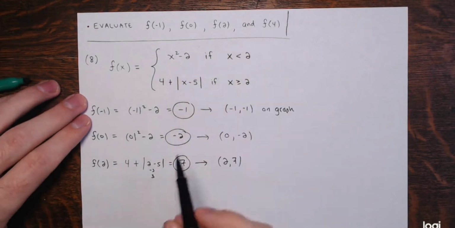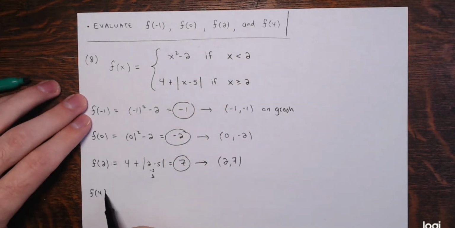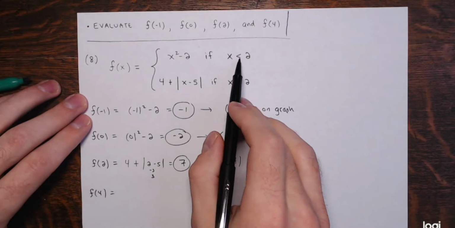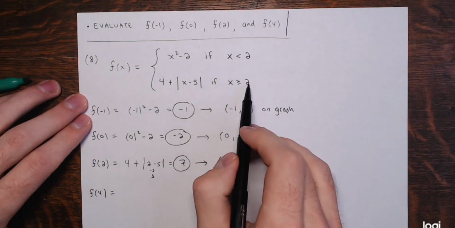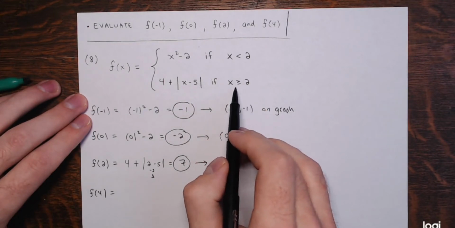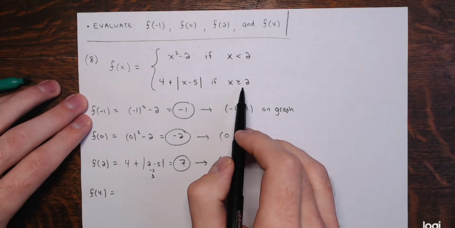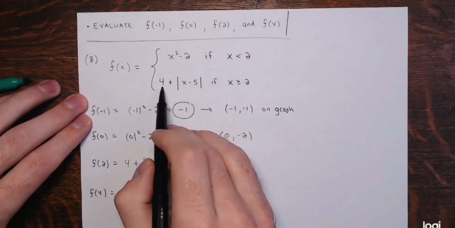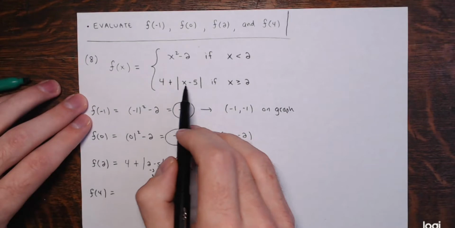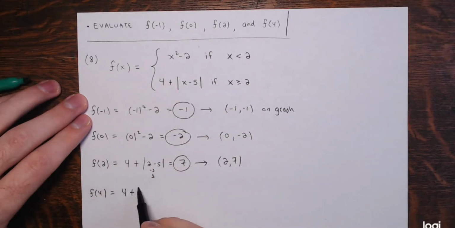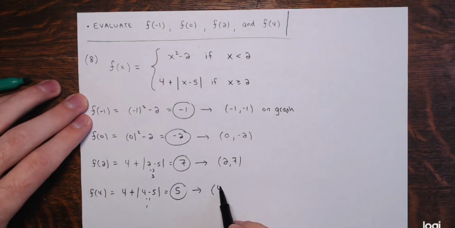And then f of 4. Again, 4 is not less than 2. 4 is greater than 2, right? So our input satisfies this second condition. We're going to go to this second way to calculate the output. 4 plus the absolute value of x minus 5. X is 4 here, 4 minus 5. All right, 4 minus 5 is negative 1. The absolute value of negative 1 is positive 1. So this is just 4 plus 1, that's 5. The output's 5. So input 4, output 5.